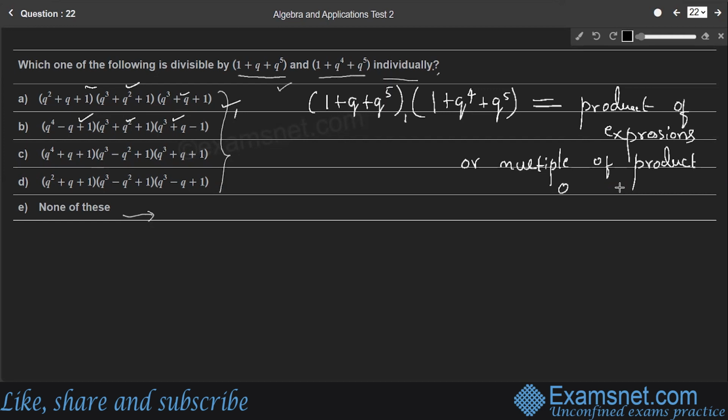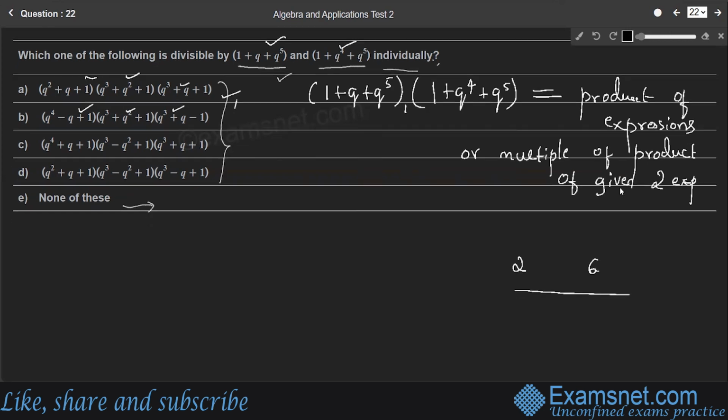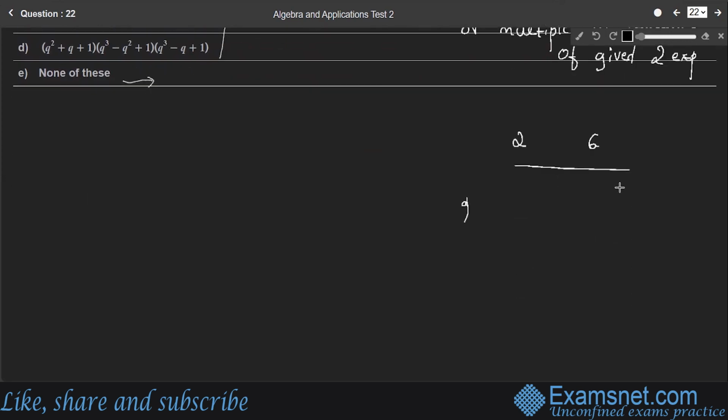Multiple of the product of the given two expressions, right? That means, for example, we'll consider two numbers, 2 and 6. So in place of the given two expressions, I'll consider the two numbers 2 and 6, and I'm giving some options: option A, B, C as 3, 4, 12.